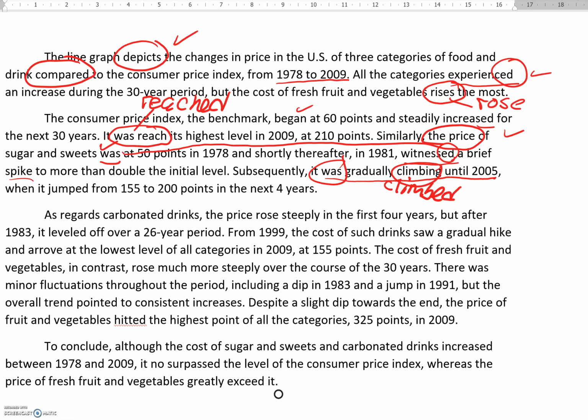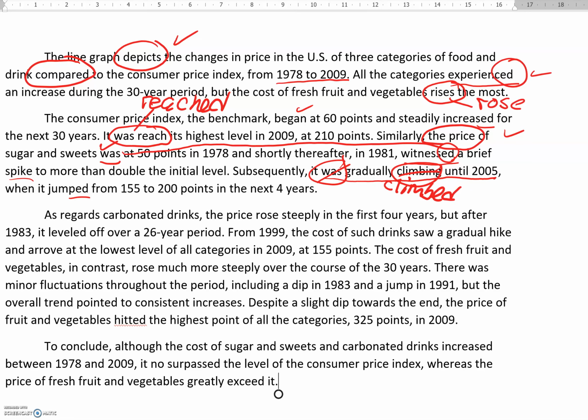The past continuous, you might use it when we're talking about two actions happening at the same time, something like that. And here, the simple past is fine. So it gradually climbed until 2005, when it jumped, yes, okay, ED, from 155 to 200 points in the next 4 years.